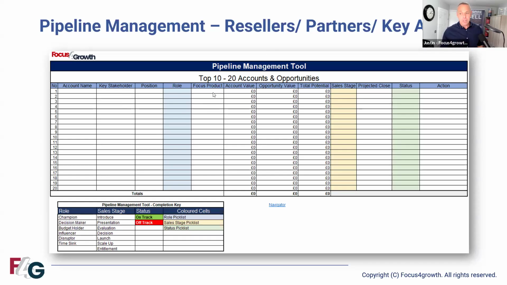Then we've got the focus product. What is it you're selling to them? Then we've got the account value. What's it worth today? Then the opportunity value. What's the increased value that it's worth? And then the total potential, which is a sum of those two columns.